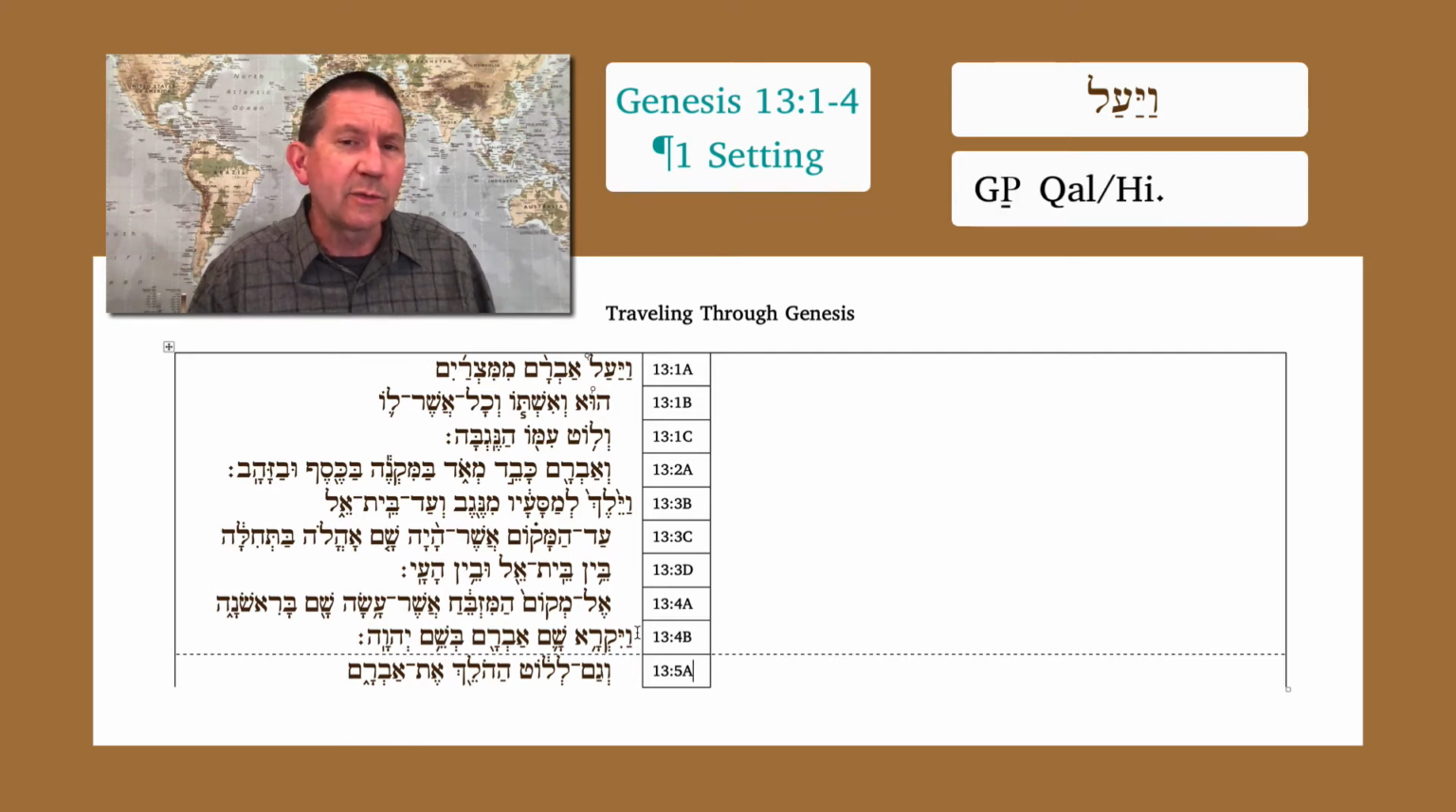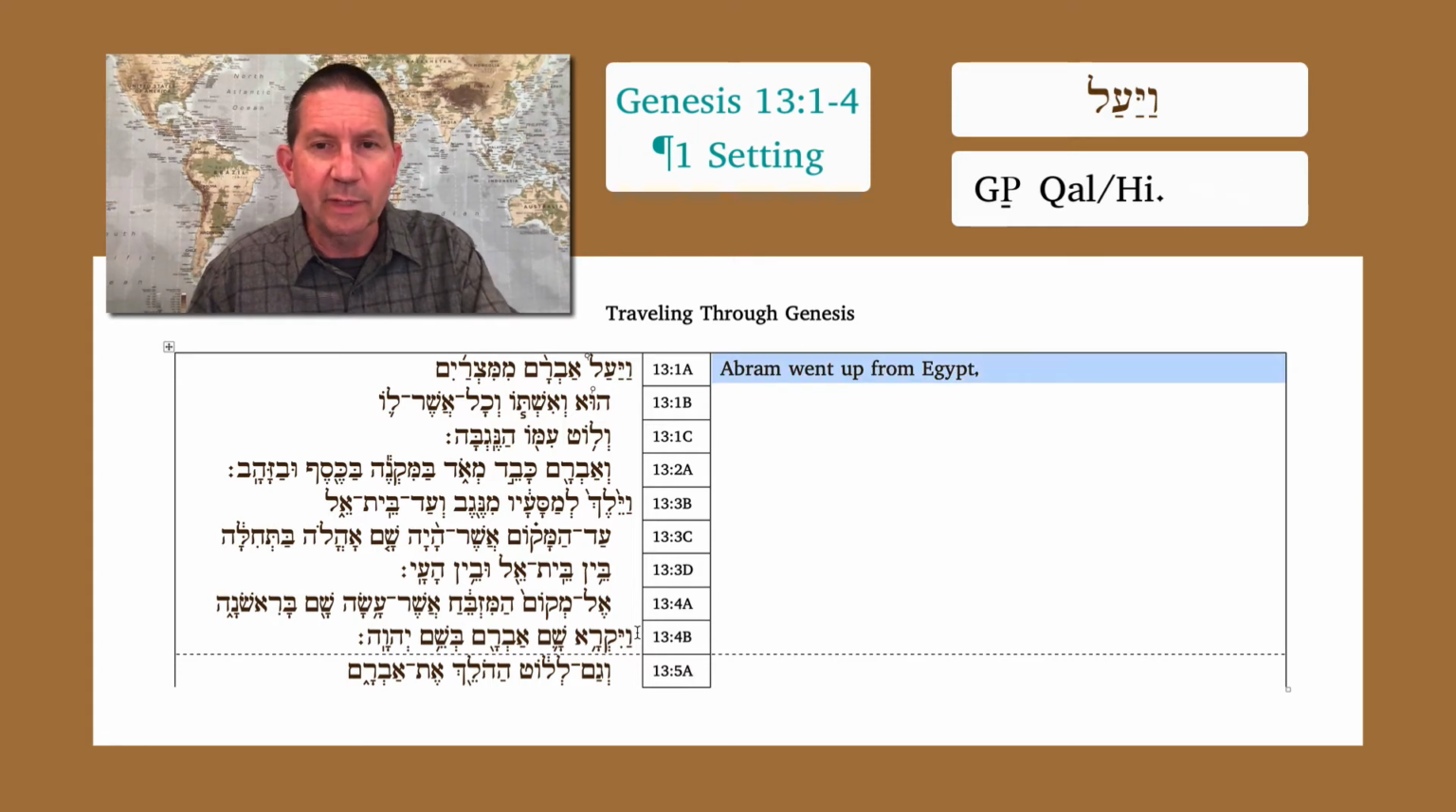Okay, so we have vaya'al from alah. Alah means to go up. Either Abram went up or he caused or influenced somebody else to go up. And when we look through the rest of the verse, we have hu, v'ishto, v'kol asher lo, v'lot imo, haNegba, and we don't see et marking any direct object, and there's no other candidate for a direct object. So this would have to be the kal.